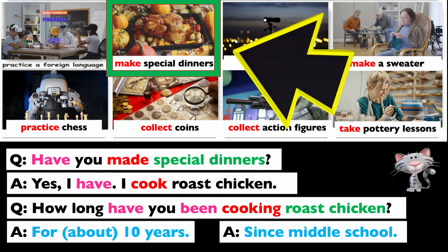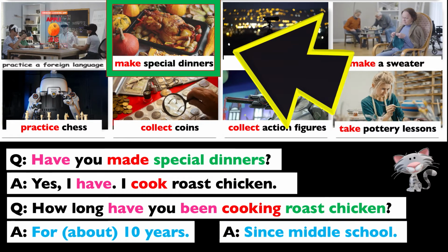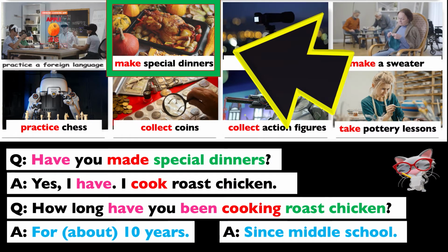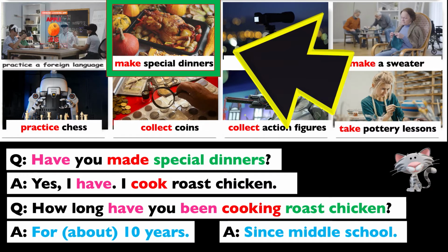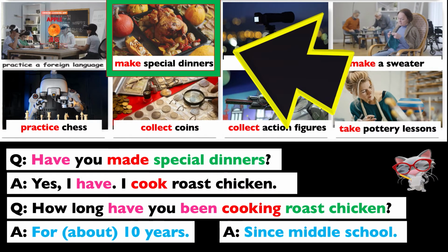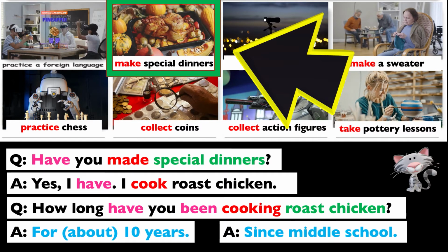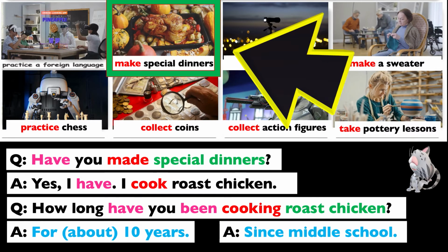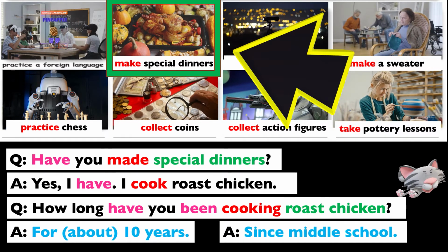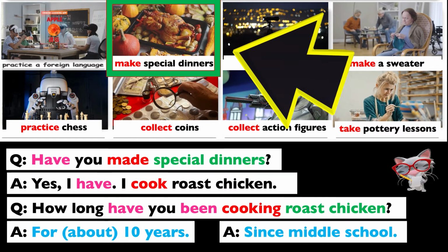Yonghee, have you made special dinners? Yes, I have. I cook roast chicken. How long have you been cooking roast chicken? For about 3 years. Okay, so yes, this question is a little bit difficult because Yonghee has not been cooking one roast chicken for 3 years. The question here means how often have you been cooking roast chicken? Because she will cook roast chicken maybe every Sunday. I don't like roast chicken. Okay, but it's just an example.